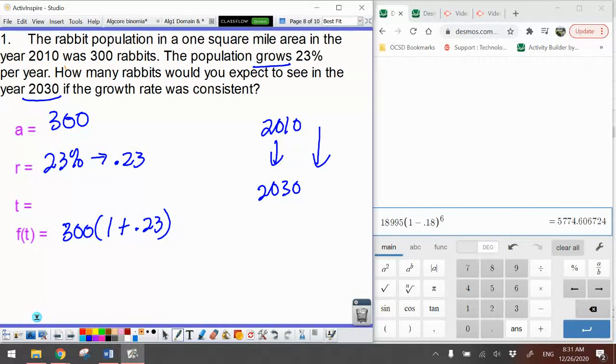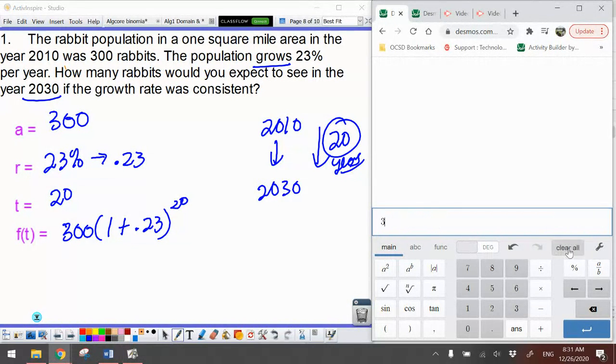I have to figure out how much time has passed. So 2010 to 2030, that's 20 years. The 20 is what my time is. So if I figure that out, I have 300 times (1 plus 0.23) to the 20th power, and I see that I'm going to have a whole lot of rabbits.